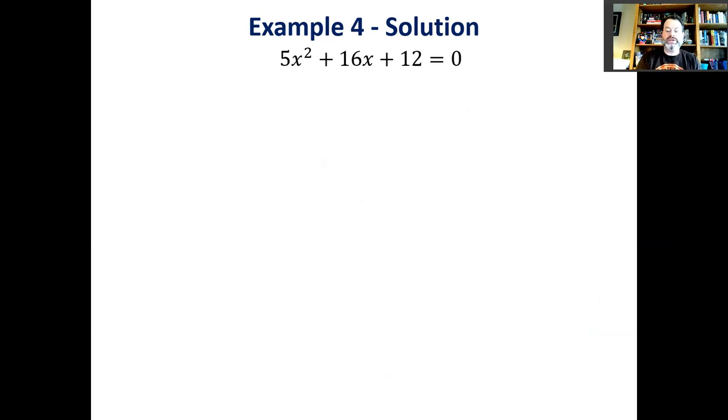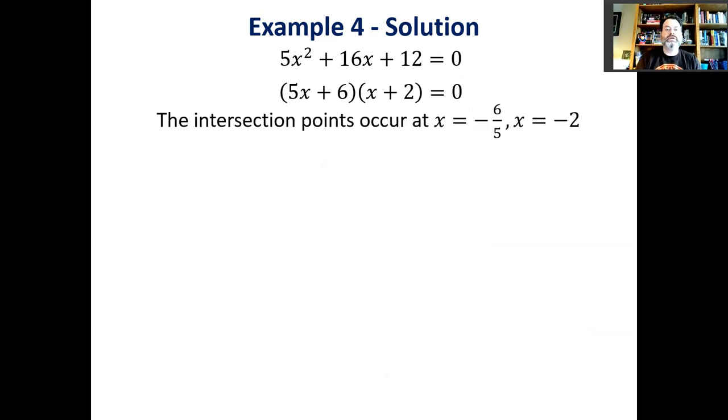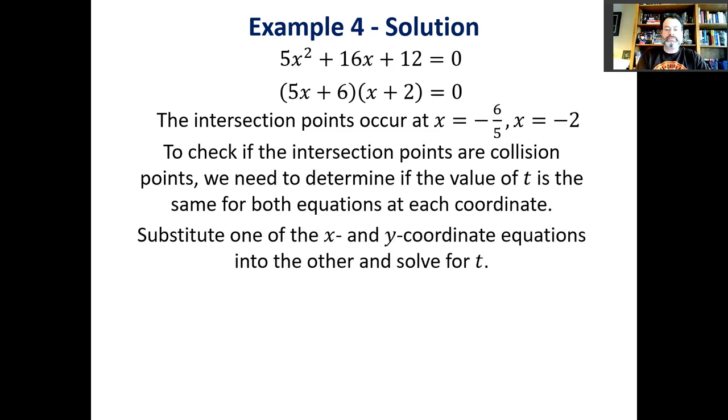And you get this equation, which factors, luckily. So the intersection points are at x equals negative 6/5 and x equals negative 2. I don't need to check the y-coordinates yet. In order to check if something's an intersection point, I only need to check the x-coordinates first. If the x-coordinates match, then I need to check the y-coordinates. If the x-coordinates don't match, then it's not a collision point anyway. This is basically what I just said.